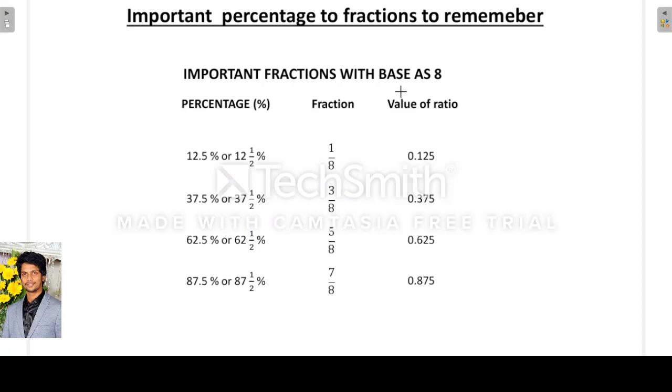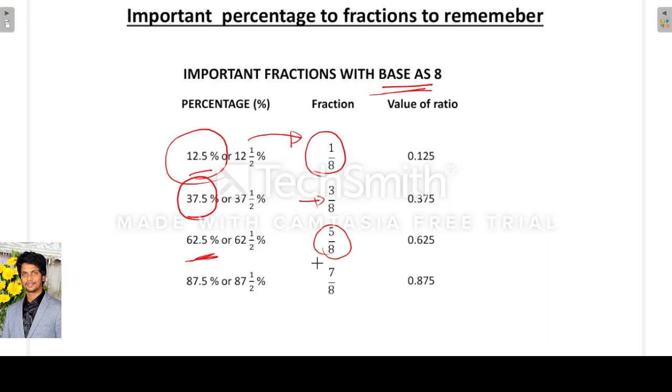So these are the important fractions with base as 8. So 12.5% is expressed as 1 by 8. 37.5% is 3 by 8. 62.5% is 5 by 8. 87.5% is 7 by 8.